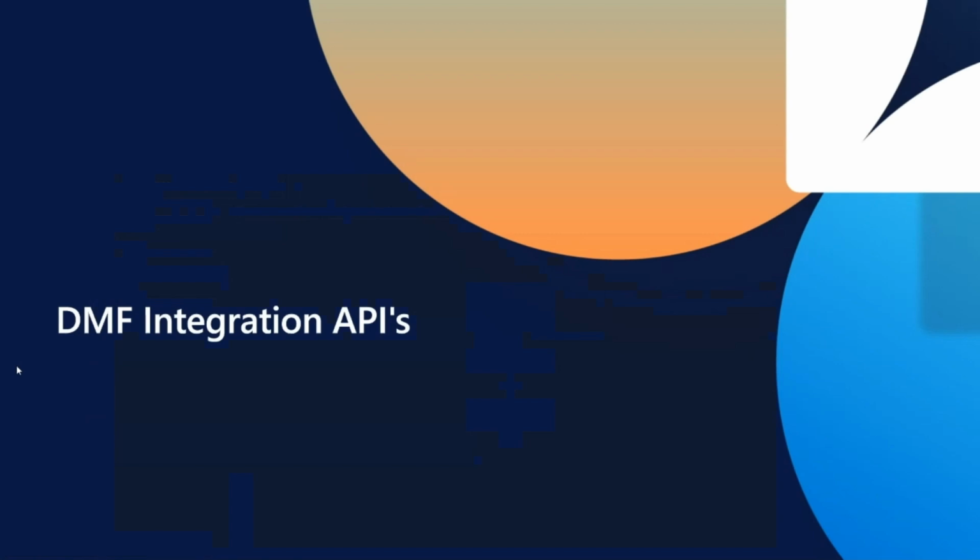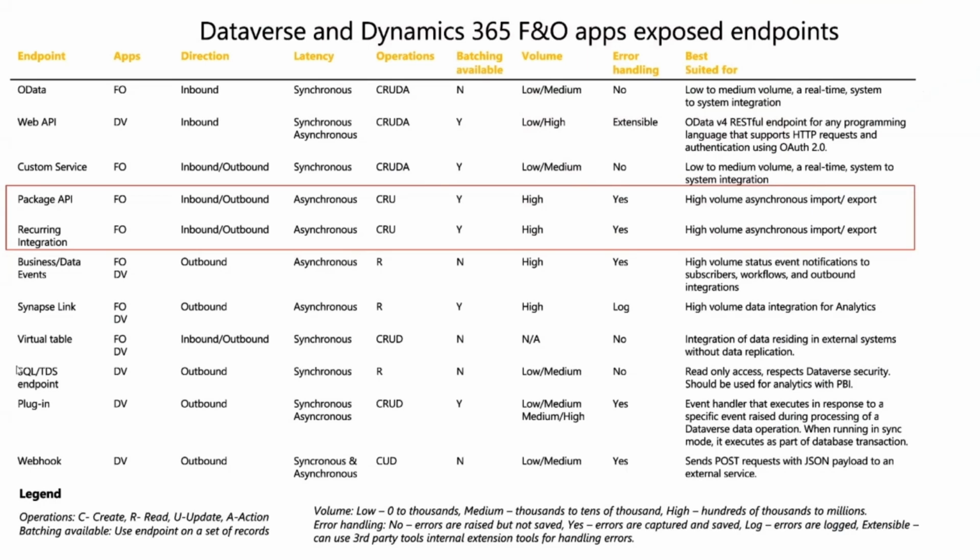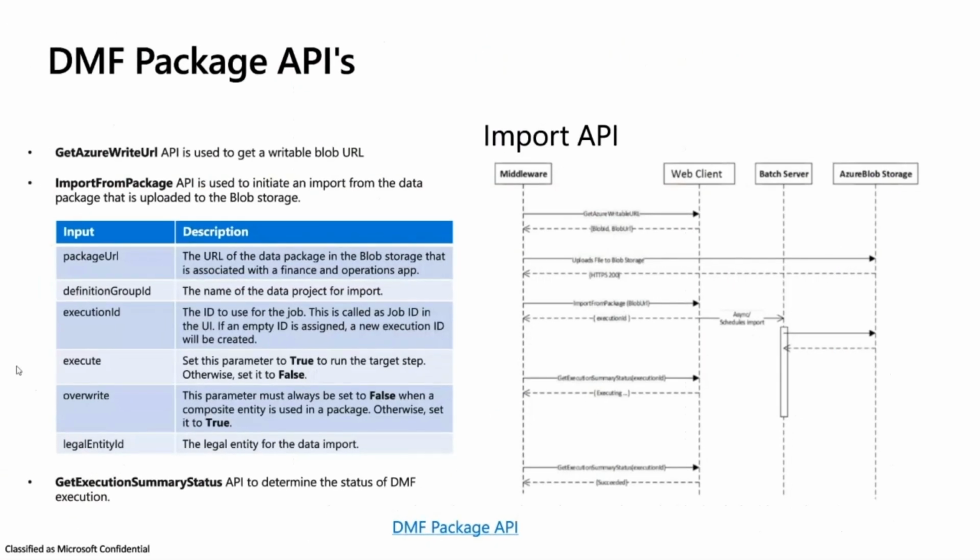Now moving on to our next chapter, which is DMF Integration APIs. In session 1, just a quick recap. In terms of DMF Integration APIs, we have two capabilities. One is you can use the package APIs or recurring integration. Both are suitable for inbound, outbound, asynchronous integration for high volumes. Now let's deep dive into each of them and see what the major differences between these two are. So first is the package API.